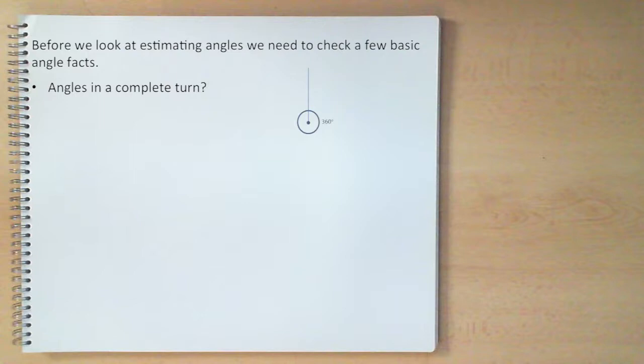So if we start from a line that is straight up, go all the way around it, and get back to the other side of that line where we started from, that's 360 degrees.